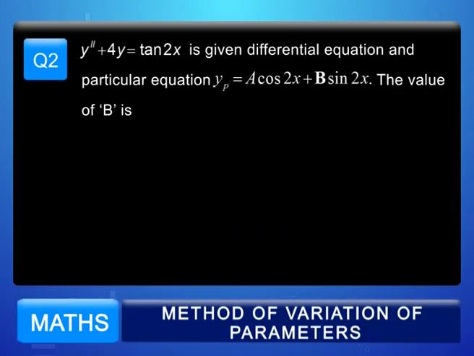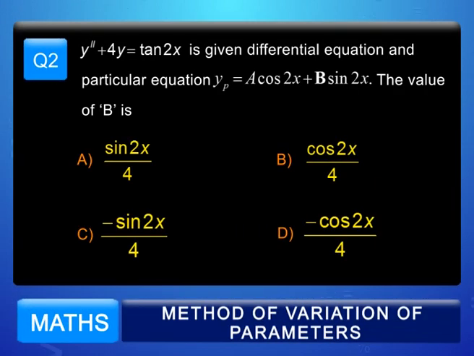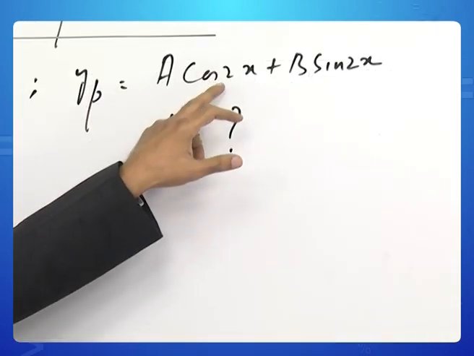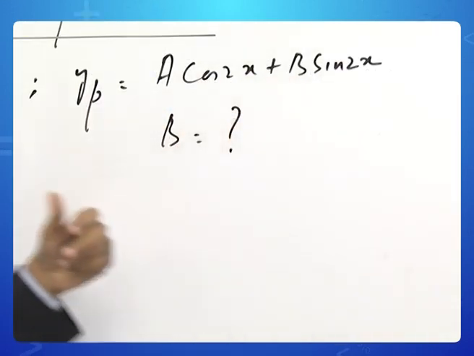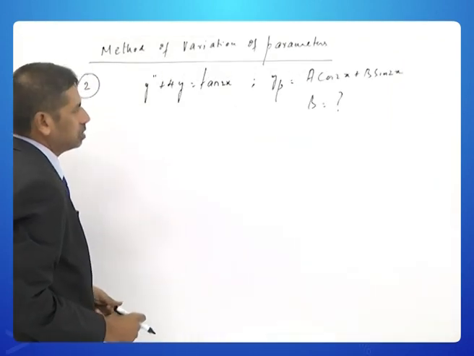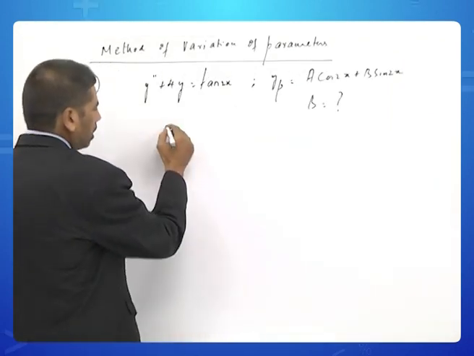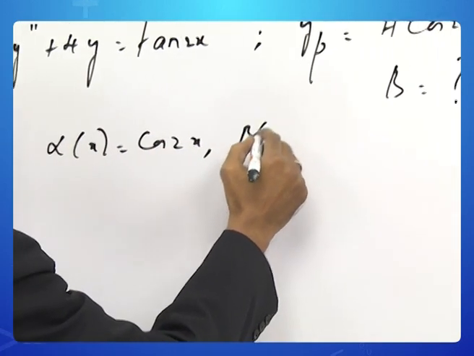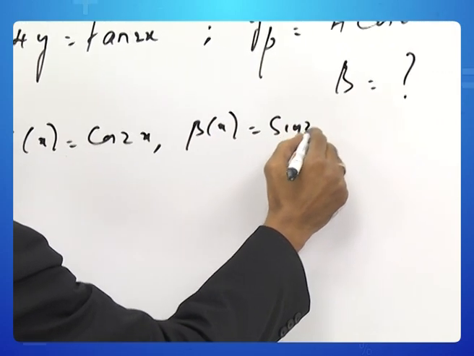Question number 2. Y double dash plus 4y is equal to tan 2x is a given differential equation, and the particular integral, if it is given as a cos 2x plus b sin 2x, what is that b? Now you can assume that cos 2x and sin 2x are independent solutions of this differential equation. So we can say alpha x is equal to cos 2x, beta x is equal to sin 2x.